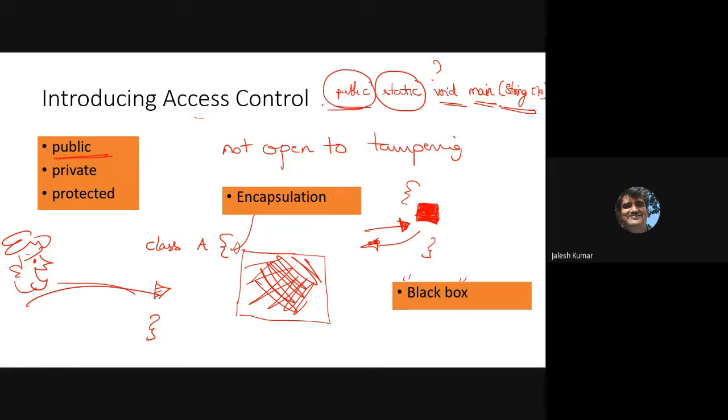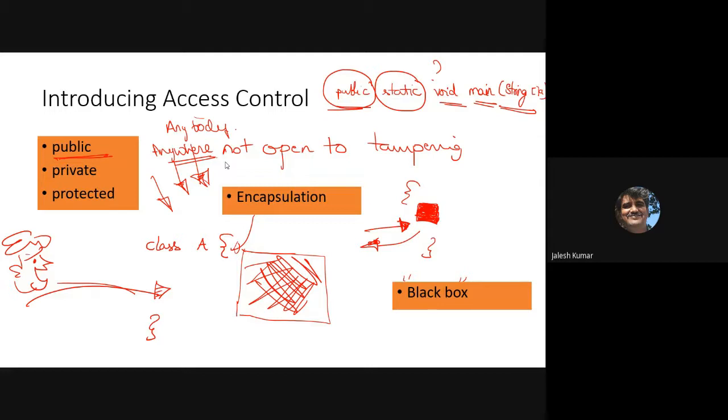Public means it is open to everybody. Anybody can access it from anywhere outside. That's why it is called public. Anybody from anywhere, that is what you should remember. There is no restriction. If you want your variable to have no restriction, you should declare it as public.